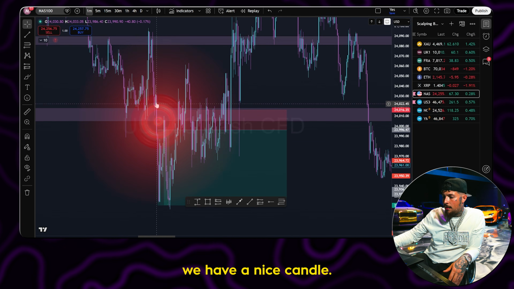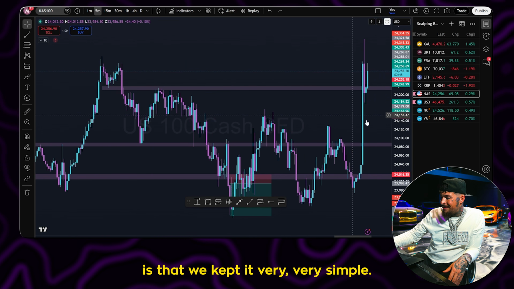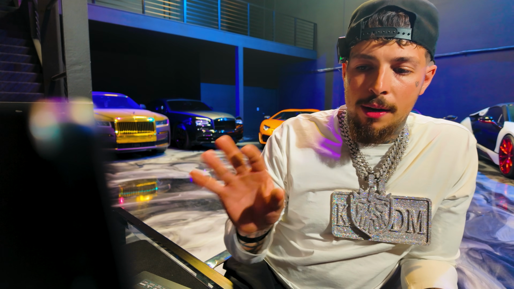So here's the break here. We have a nice candle. We took our sell position. But what's important is that we kept it very, very simple. Now, for this trade in particular, this was a 1 to 4 trade that we all hit this morning.